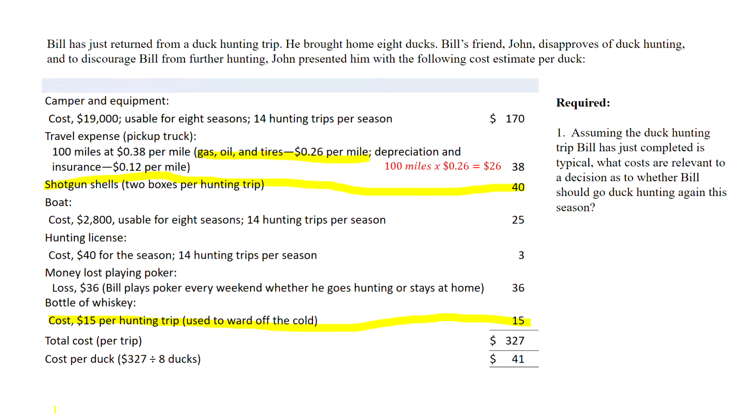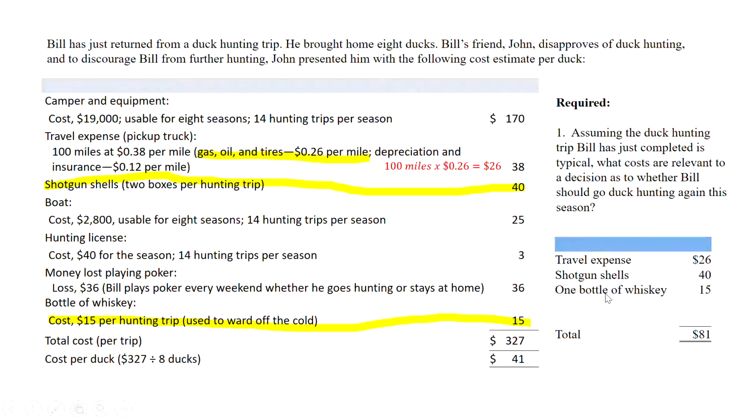Let me get rid of my highlighter real quick here. Okay, so let's go ahead and add these up. So the true cost of making an additional trip this particular season is $26 plus $40 plus $15 is $81. So that's still, from my perspective, still a decent amount of money, but far less than John's original analysis. But this only includes the relevant costs.